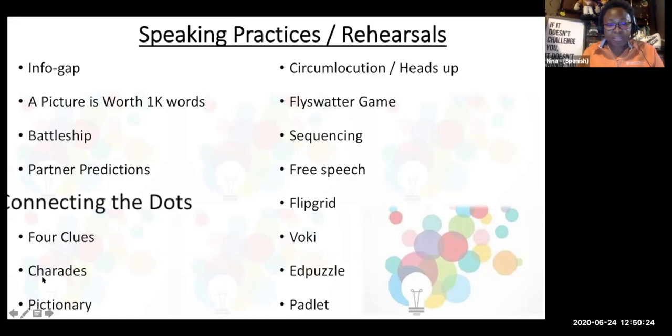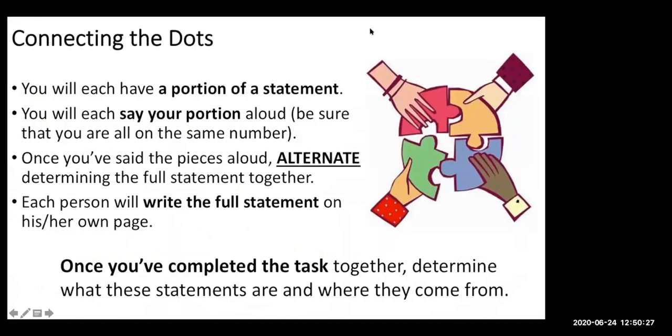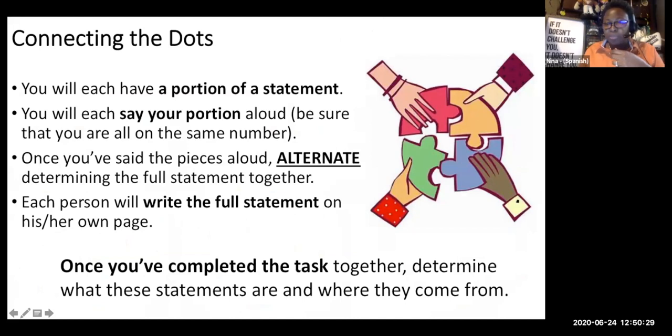So connecting the dots. I formerly called it Foursquare, but it makes sense to call it connecting the dots because Foursquare is a game that confused my kids because you play it with the ball outside. And anyway, so you're going to have a portion of a statement, and there's going to be four people in each of the groups that we do now. And each person, the big thing you want to do is make sure that you're on the same number. That's important. So everybody has to be on number one at the same time. But you have your own paper, and so you're going to say your portion. You all say it aloud, and a different person needs to help figure out what the full statement is at the end.